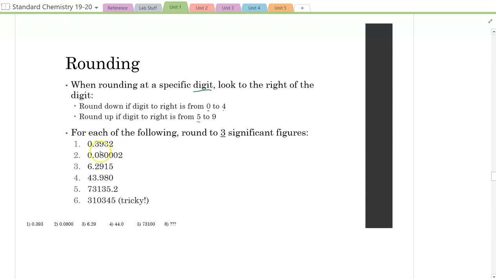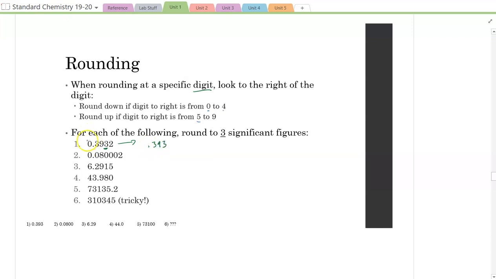So for each of these right here, I'm going to give you a chance to round to 3 significant figures. I'll do the first 2 with you. This first one right here, 0.393, right? So I want to round here. At least that's the digit I want to keep. Looking to the right of it, 2 is going to make that 3 stay where it's at. So your correct rounding wound up being 0.393.